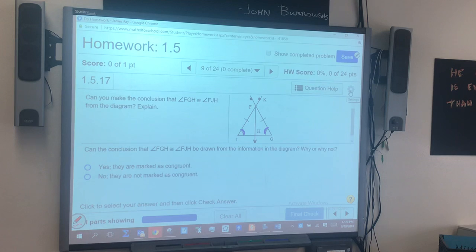Are there markings in there that show me that those angles are congruent? Yeah. Okay. So yes, I can make that conclusion that they are indeed congruent. Okay. Now I'm going to click that button and see if I get a different question.